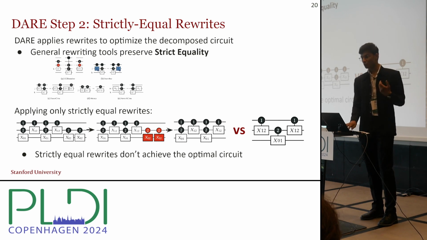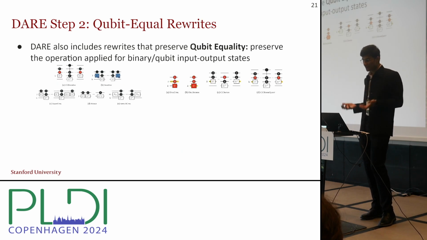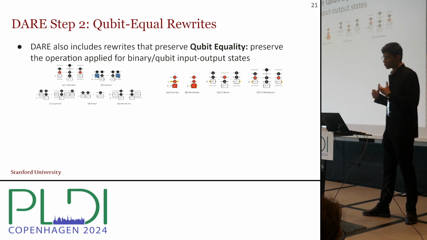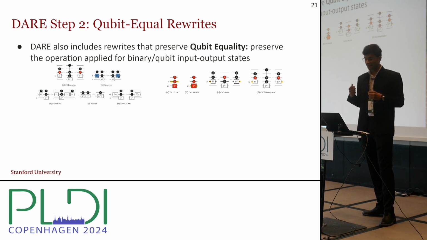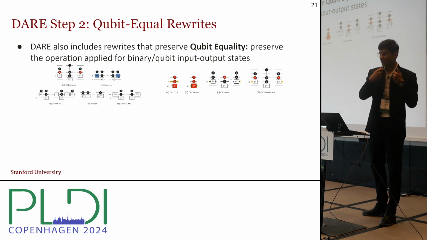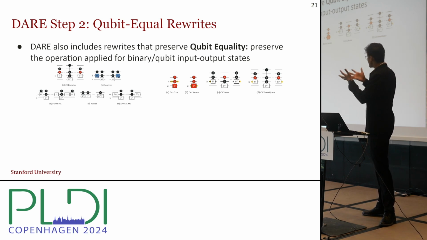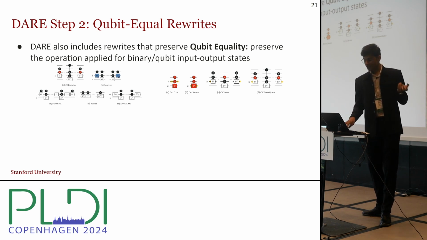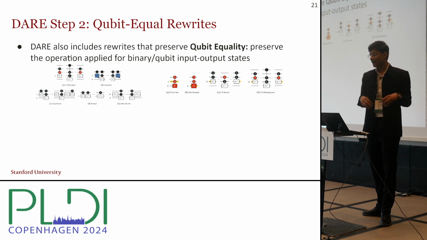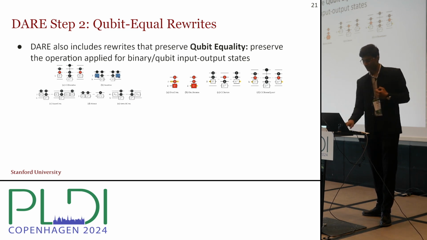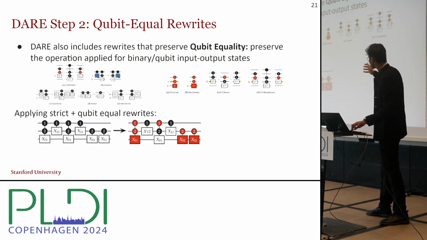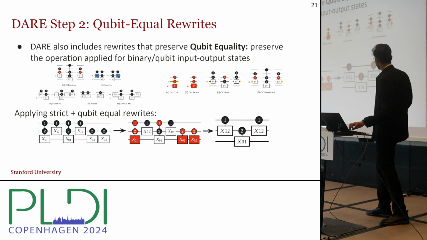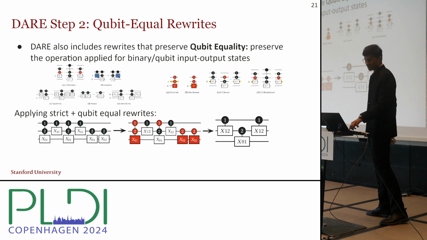So what can we do more than strictly equal rewrites? DARE solves this issue by implementing a series of novel rewrites that don't preserve strict equality of the circuit, but instead they preserve a novel notion of equality that maintains the actual operation being applied by this circuit for binary input and output states. And these rewrites are hence more relaxed and allow for more aggressive optimization. Showing that for the Toffoli example, we remove more gates and controls now and get this circuit, which is exactly the same as the optimized circuit that we were promising.